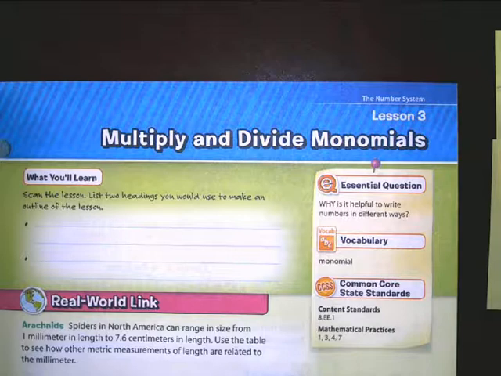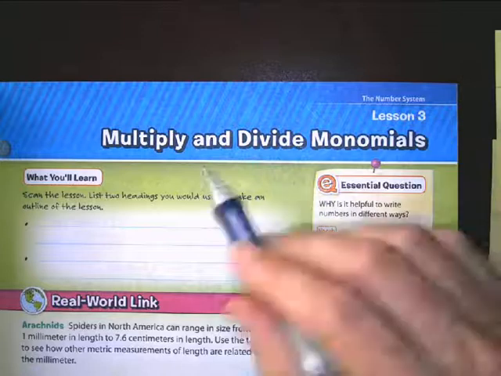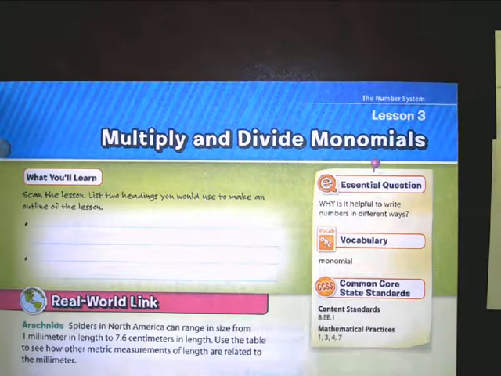All right, this is Math Chapter 8. We're looking at Chapter 1, Lesson 3, how to multiply and divide monomials today. A couple quick things as we start this up.